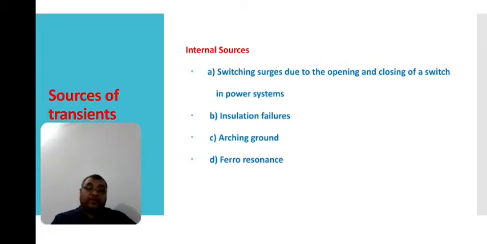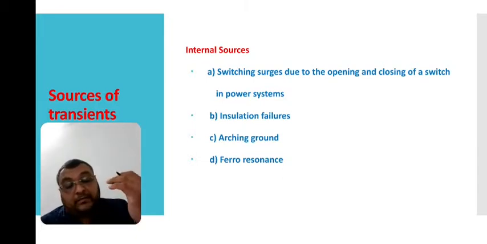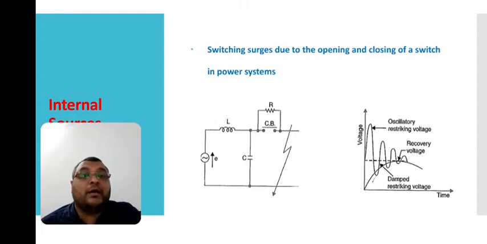When we are talking about switching surges due to the opening and closing of a switch in a power system, we must keep in mind the extra high voltage lines, or sometimes we have to make or break the switch for maintenance purposes. That kind of transient will occur, as we saw in that video. So the first internal source is switching surges due to the opening and closing of a switch in a power system. If we talk in detail, what we have to consider first is the circuit diagram.